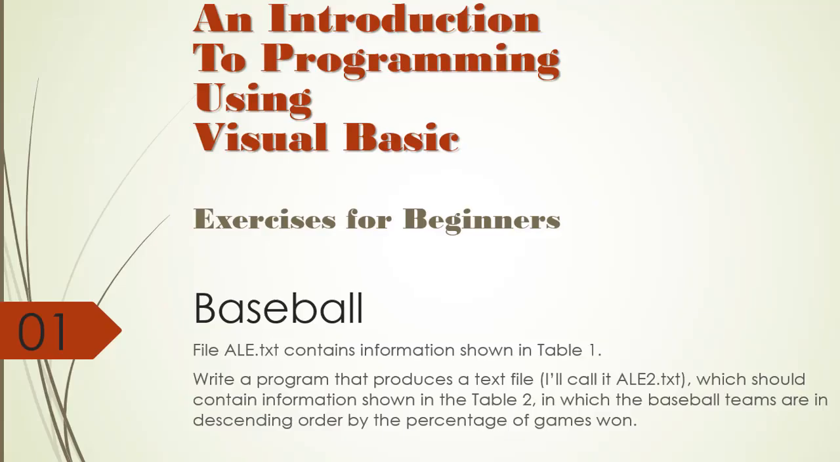A file called ale.txt contains information shown in table 1. I'll show you the table in just a minute. We are to write a program that produces a text file, which I'll call ale2.txt, which should contain information shown in table 2. Again, just a second. In it, the baseball teams are in descending order by the percentage of games won.